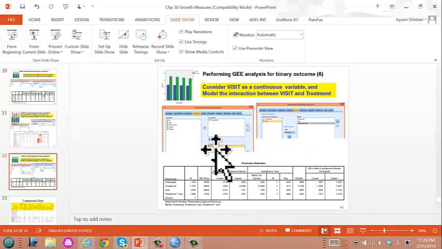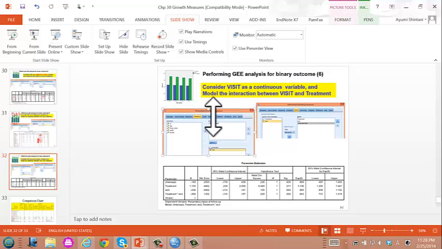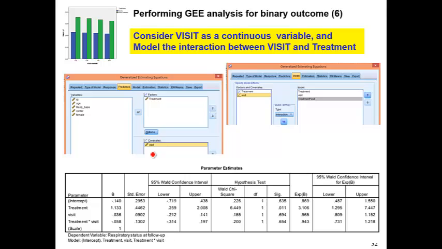Now, what's next? What happens if you put visit under covariate? If you put the visit under covariate, you see the straight line here, and then a straight line here. It's not quite parallel.